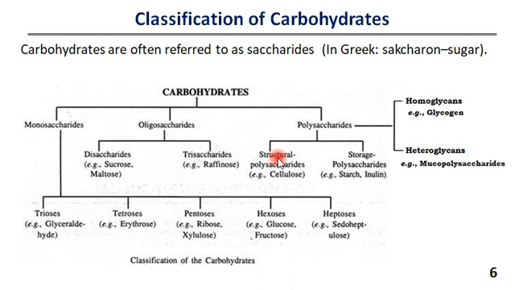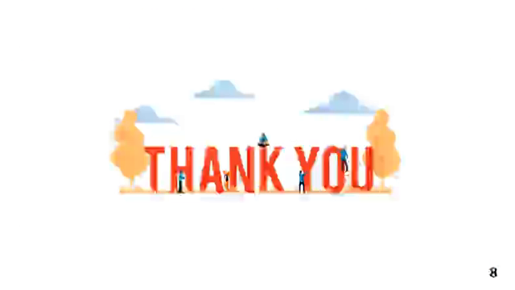The example of structural polysaccharide is cellulose or chitin, which act as a structural component of living organisms. Cellulose is for plants, whereas chitin is for insects.